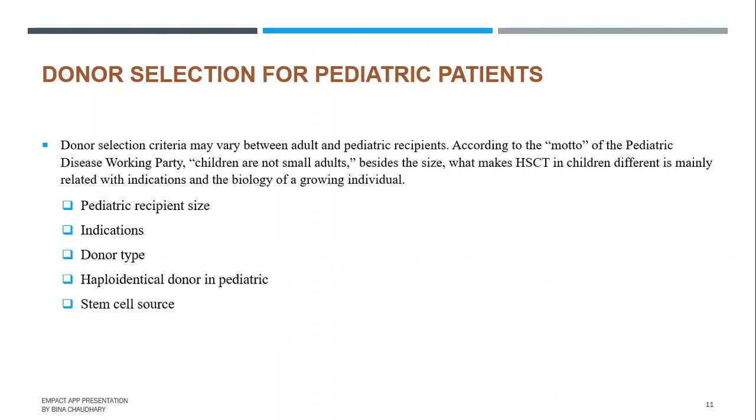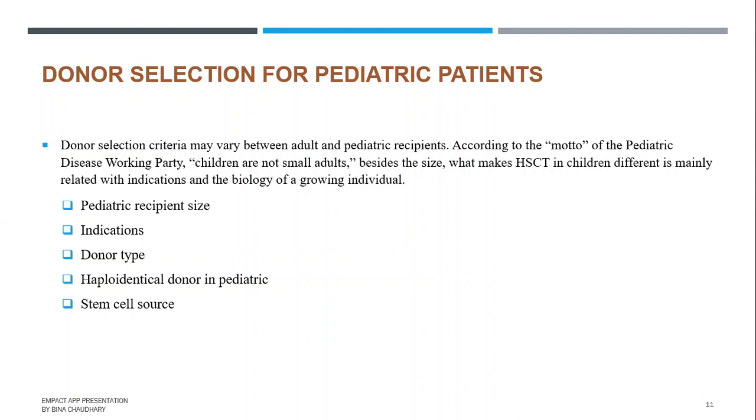In terms of indications, according to the EBMT this year, 46% of patients younger than 18 years who undergo hematopoietic stem cell transplantation are affected with non-malignant disease, which are mainly inherited disorders, namely immunodeficiencies, and many others. Because of that, indications may vary between pediatric patients and adults.